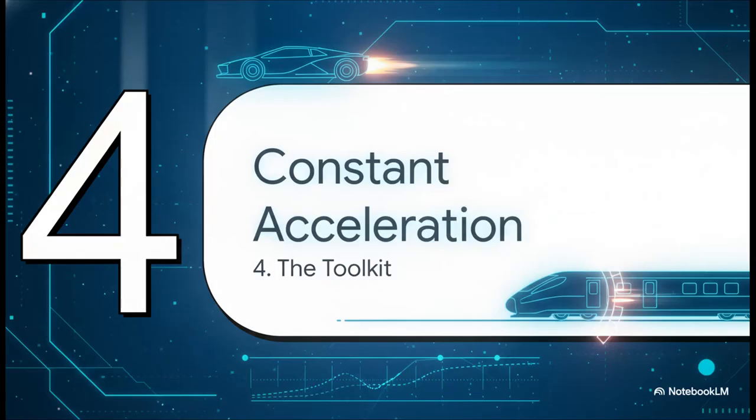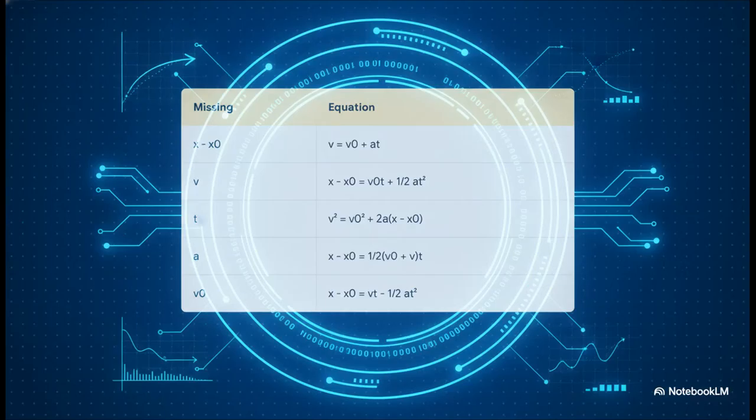Let's look at Section 4, the toolkit, constant acceleration. In the real world, we frequently run into scenarios where acceleration remains perfectly steady. Think of a car hitting the gas at a green light, or a freight train applying its brakes. For these situations, behold your master decoder ring, the big 5 equations of constant acceleration.